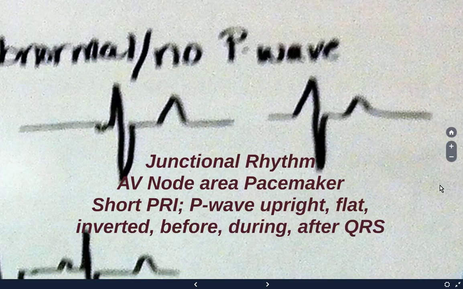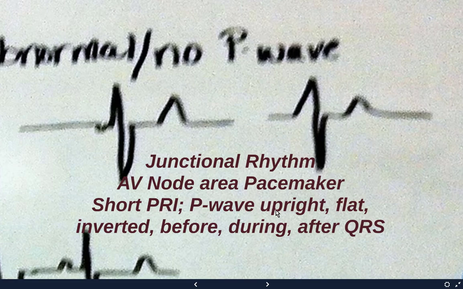So again, we're looking for P waves. Now with a junctional rhythm, that means it's occurring at the AV node area of the pacemaker. So the AV node has become the pacemaker. So that signal is going up to the SA node and up to Bachmann's bundle to depolarize the atria and then down the ventricles. What you're going to see is a short PR interval. PR intervals are normally 0.16 to less than 0.20. 0.20 and above is considered a first degree AV block. So a short PR interval.